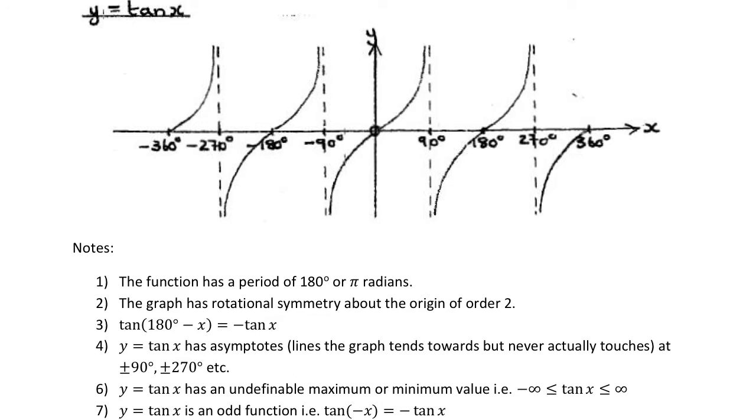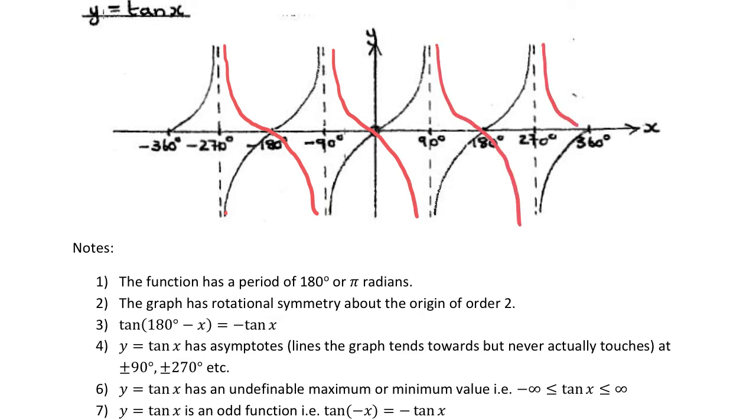And tan x is an odd function, and that means that if you reflect it in the x-axis, it's the same as reflecting it in the y-axis. So we get the same no matter which way we reflect it. I'll just quickly try and show that. So if we were to reflect this in the x-axis, this part of the graph would look like so, and we'd get a repeating form of that.